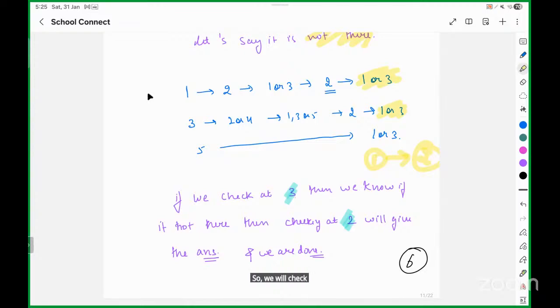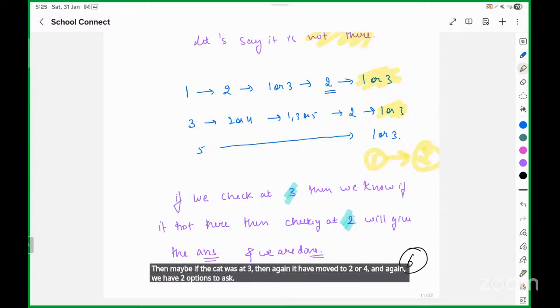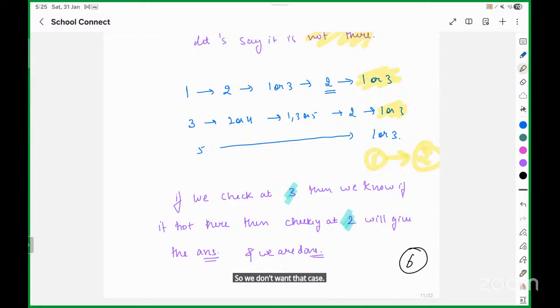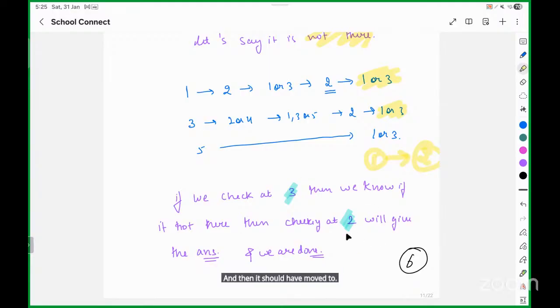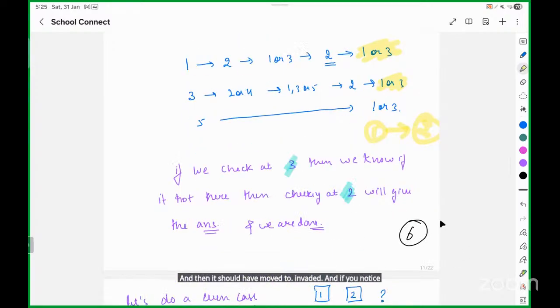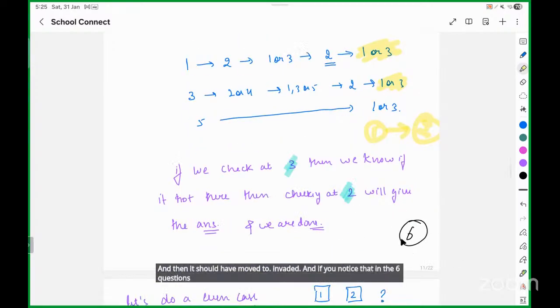If we checked at one, then maybe if the cat was at three, it would have moved to two or four, and again we have two options to ask. So we don't want that case. We want to reduce our cases, so we will ask at three, and then we know if it is not there, then checking at two will give the answer, because it will obviously have been at one, and then it would have moved to two, and we are done. And if you notice, in six questions we have found the cat.